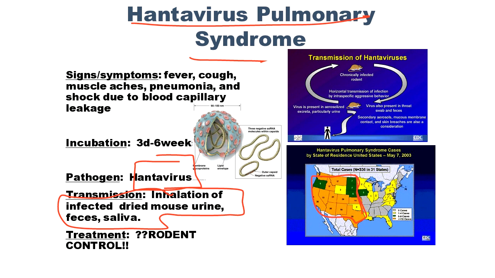Although the mouse itself may not be affected, the mouse can release the virus in their urine, feces, and saliva. And so if a human inhales dried up saliva or urine or feces, they can get infected. It's a very severe type of pneumonia. The person will also suffer from very high fever, cough, and a lot of muscle aches, and if they don't receive a lot of supportive care, they can go into shock and possibly die from it. There really is no treatment for it other than controlling the rodent population that can carry the virus.